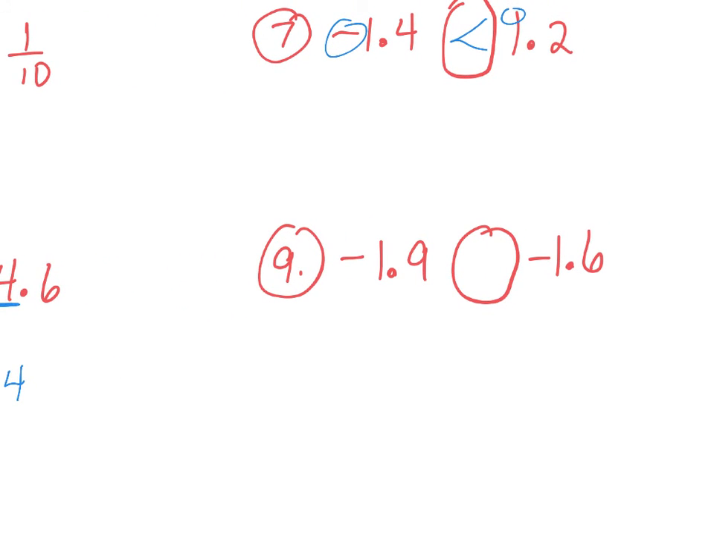Number 9. -1.9 compared to -1.6. They're both negatives, so I drop down the negative. Compare their place value. That's a 1. That's a 1, so they are equal. I got to mark those out. I can't use those. The tenths, that's a 9 and that's a 6. They're not the same, are they? So drop that 9 down there. That's really comparing -9 to -6.